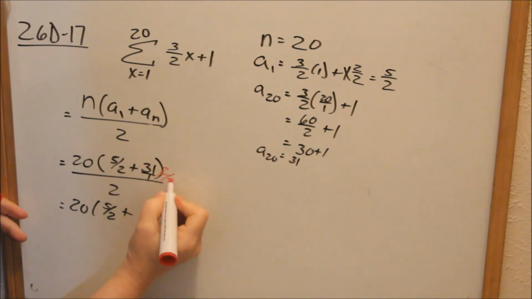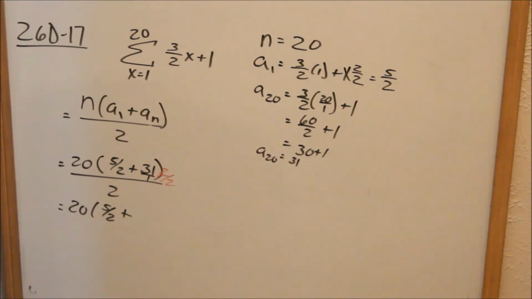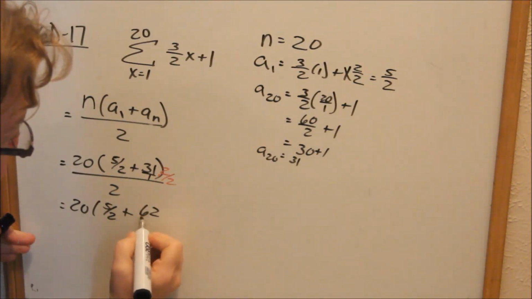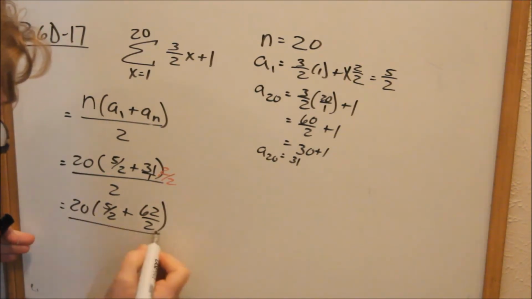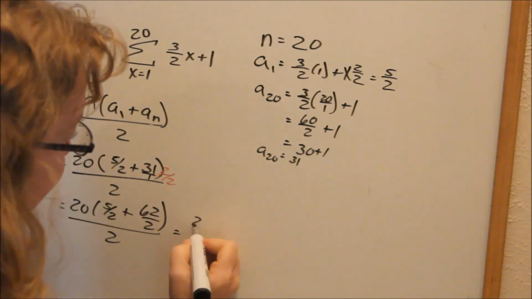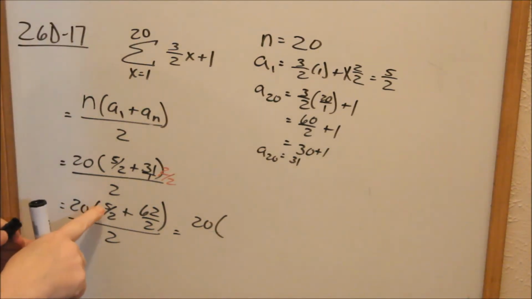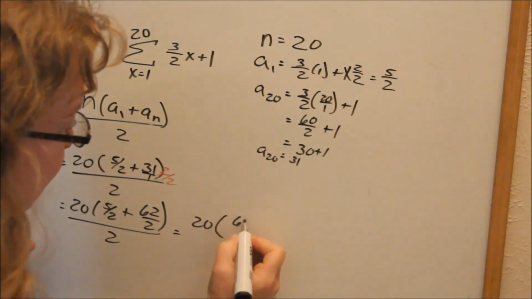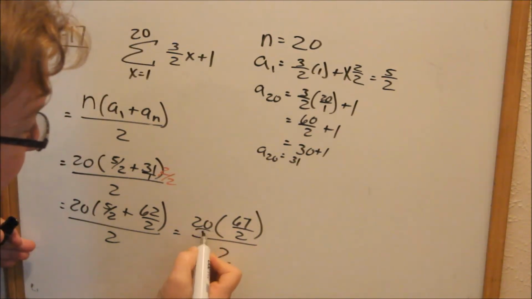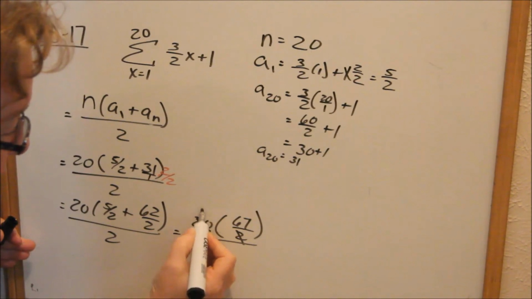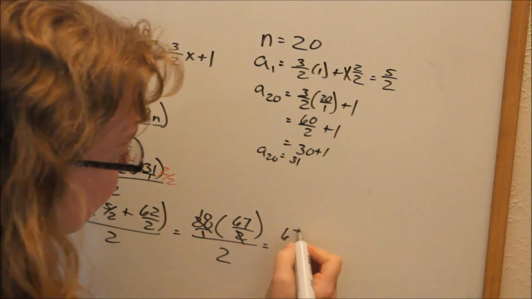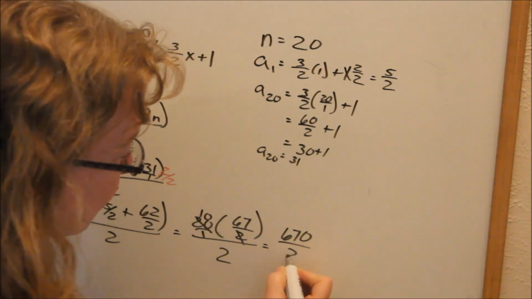this, to make a common denominator, both of these need to be multiplied by 2 over 2. So then this would be 62 over 2, all over 2. I need to go to the side. Adding what's in parentheses, that will be 20 times 5 plus 62 would be 67 over 2, all over 2. I can cancel this 2 with that, and that will become a 10. And then 10 times 67, 670 divided by 2.